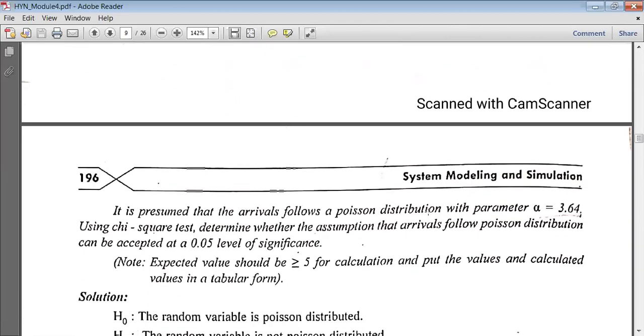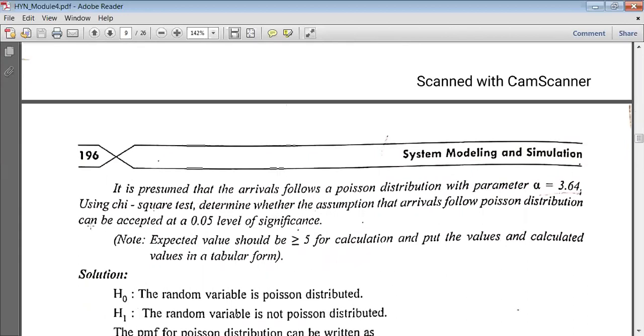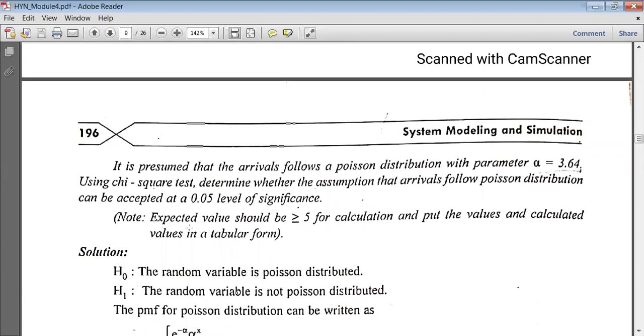It is pre-assumed that the arrivals follow a Poisson distribution with the parameter alpha equal to 3.64, right? They will give you the Poisson distribution value, and using the chi-square test, determine whether the assumption of a Poisson distribution can be accepted at a 0.05 level of significance, right? This is the level of significance alpha value which you have to consider in order to decide whether to accept or not.